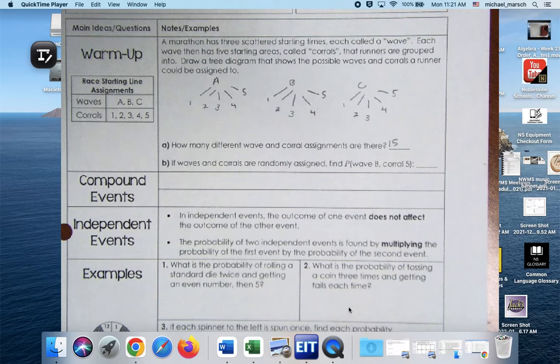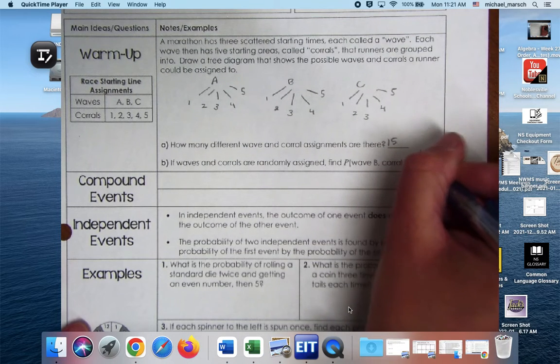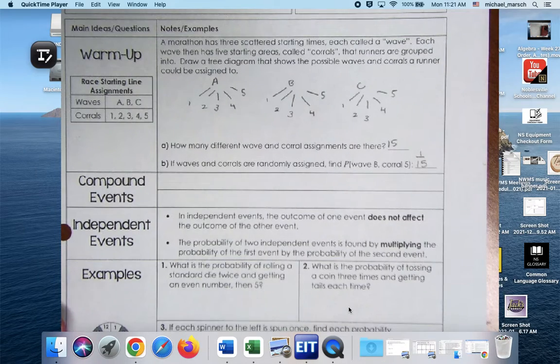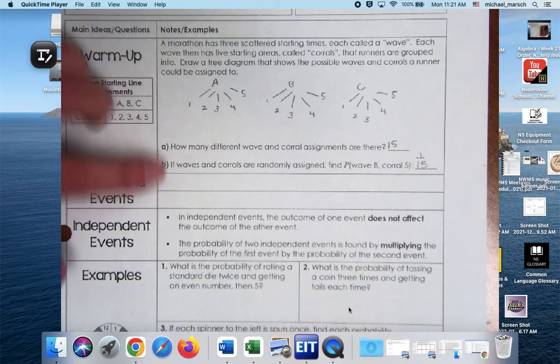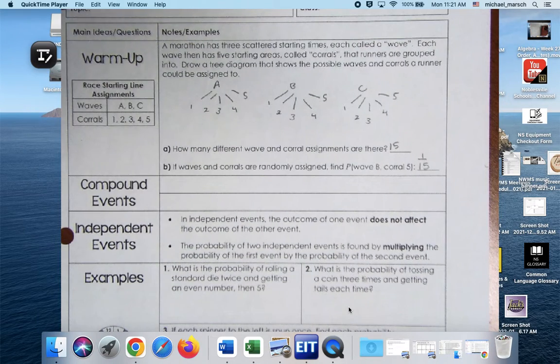And then what would be the probability of being in wave B, corral 5? How many of those are there? There's only one. There's one wave B, corral 5. Okay, so that's just a review of a thing happening.